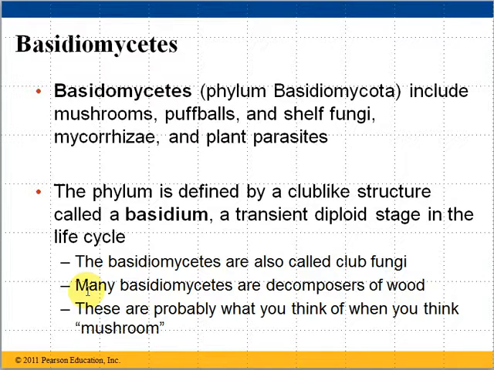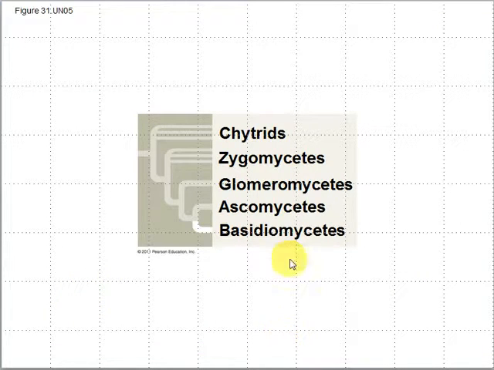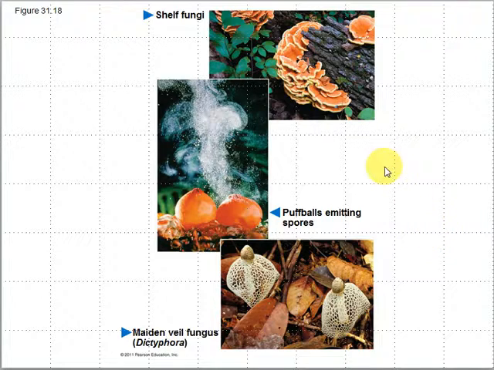So if you go out to a forest or you go walking along a trail, you're likely to see many of these. These are probably what you think of when you think of the word mushroom. So these are the five that we looked at: the chytrids, the zygomycetes, glomeromycetes, ascomycetes, and now we're looking at the basidiomycetes, probably the ones that most people know when they think mushroom or fungi. Here are some good examples. Shelf fungi, very common on rotting wood. If you do any walking or hiking or camping, you've probably seen different varieties of shelf fungi here in East Texas and Central Texas.